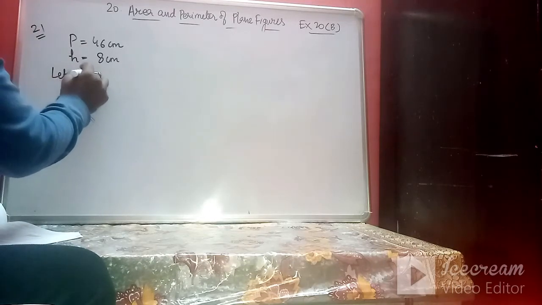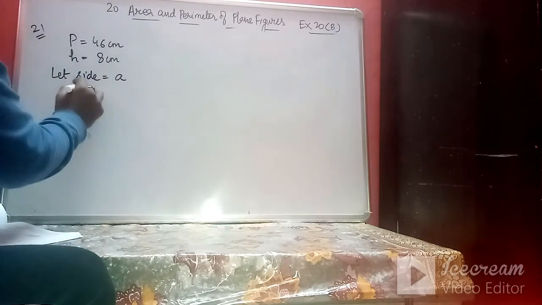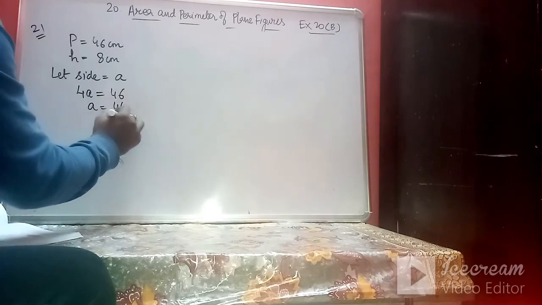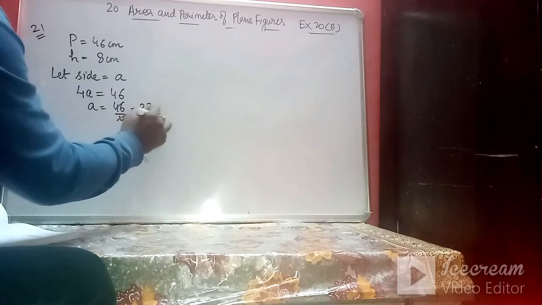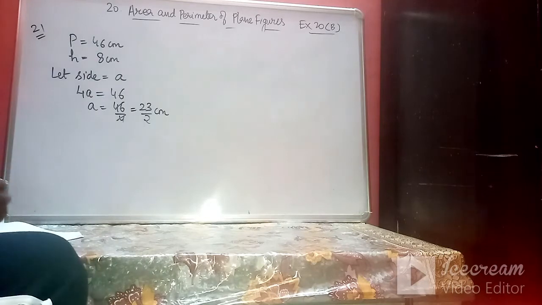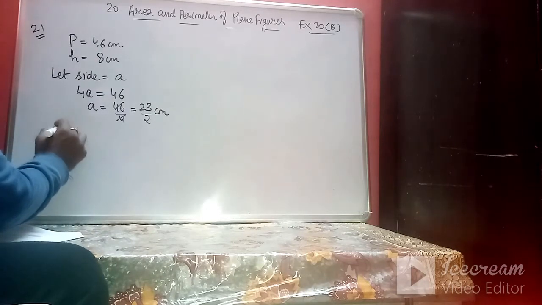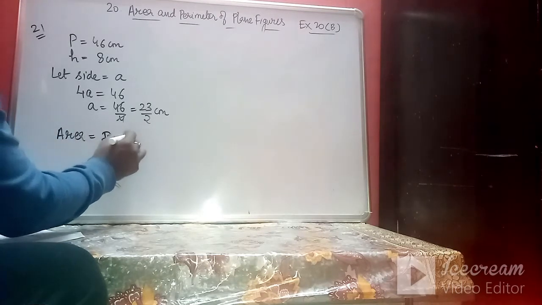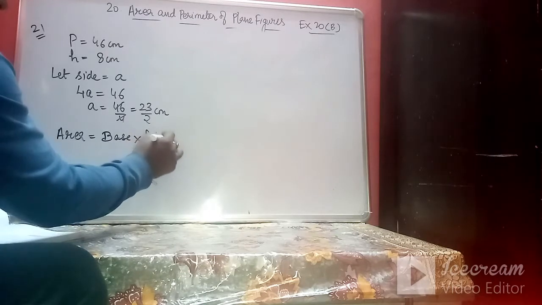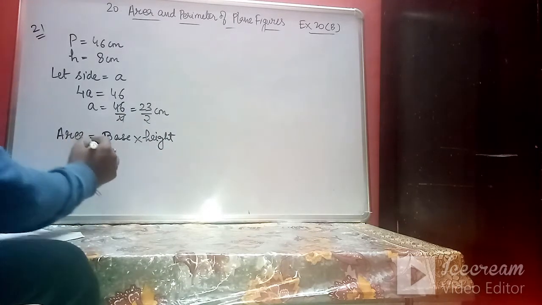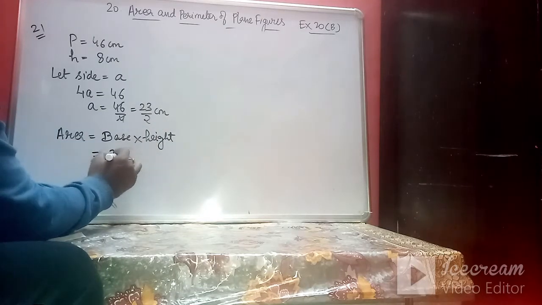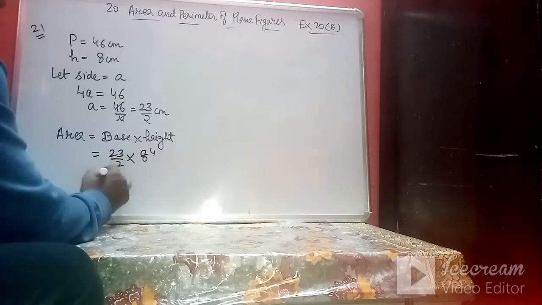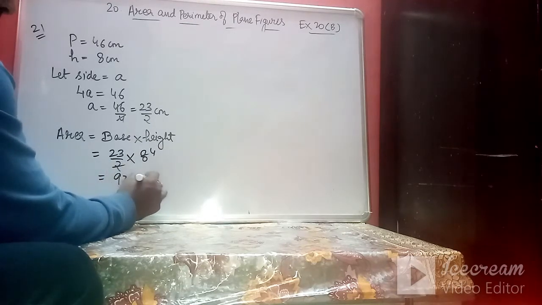the side. Let side equal to A. So we know that 4A equal to 46. So what will be A? 46 by 4, that is 23 upon 2 centimeter. So this will be the value of the side. Now what is the area of rhombus? Since it is a parallelogram, so area of rhombus we can say it is base into height also. Okay, so base we have found as 23 upon 2 and height of the rhombus is given as 8. So it will be 92 centimeter square.